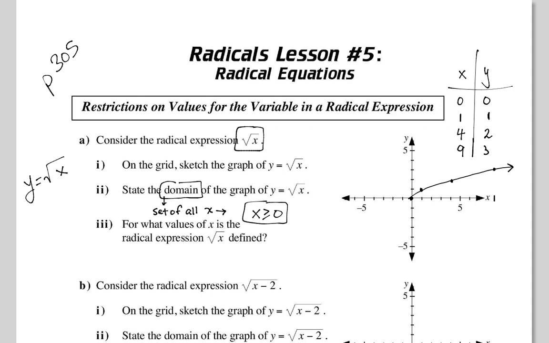Alright, so for what values of x is the radical expression square root x defined? Only when x is greater than or equal to 0, i.e. you can't square root a negative. As long as the x is bigger than or equal to 0, you're good. You guys cool on that? Okay, well, inside that radical house, it's not always just going to be x. Like, look at the next one. The next one is x minus 2.